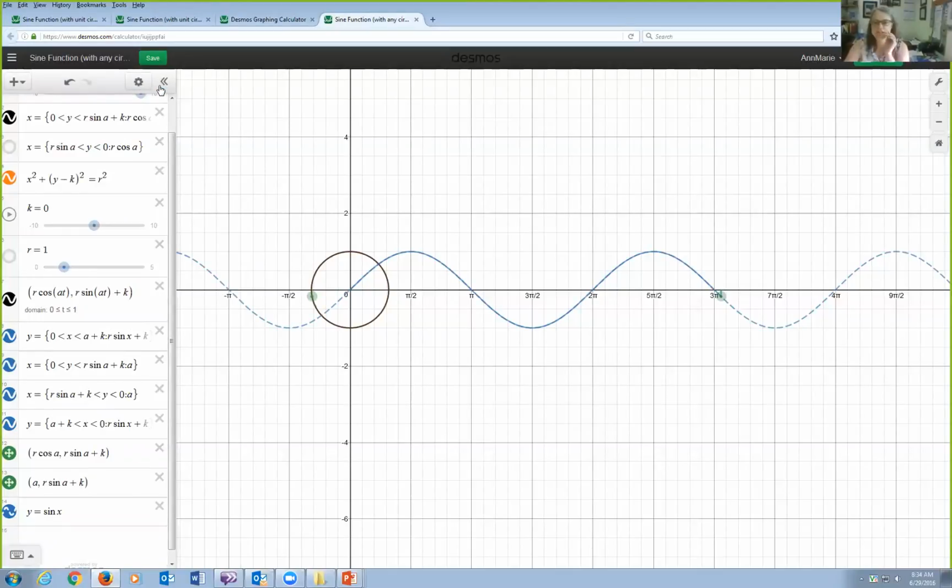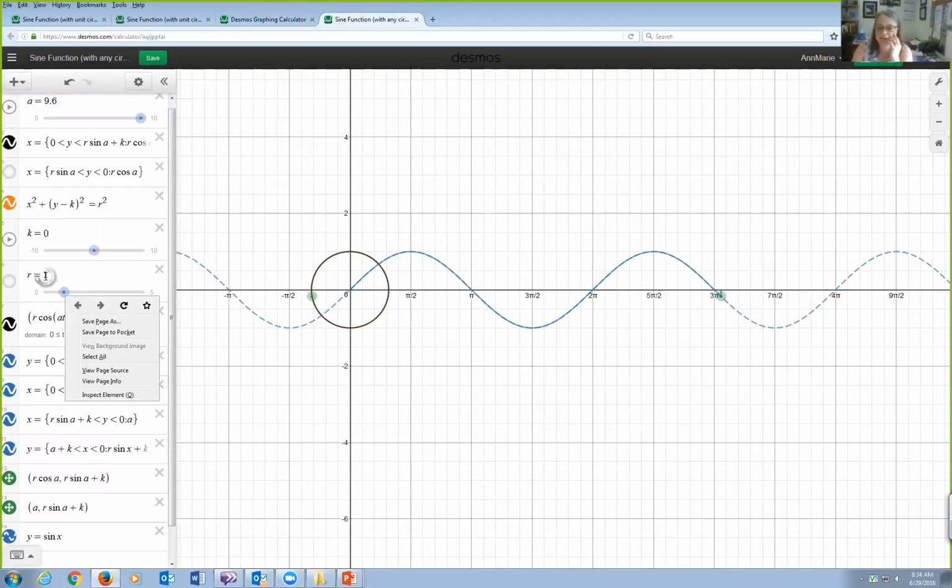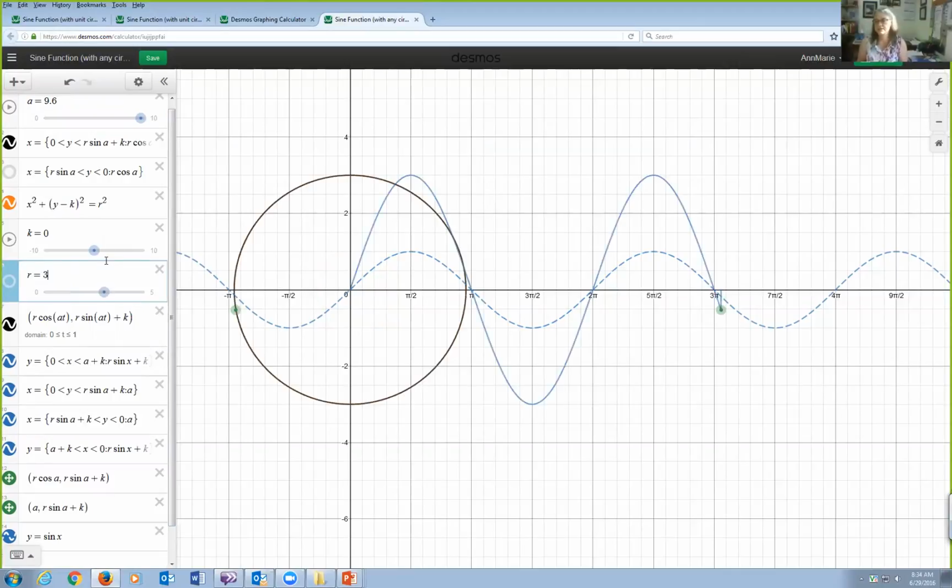All right. Now I want to change something. I'm going to make my circle bigger. What do you think is going to happen? Yeah, the maximum and the minimum are going to change, right? So if I make my radius be 3, what's that going to do? It's just a vertical stretch.